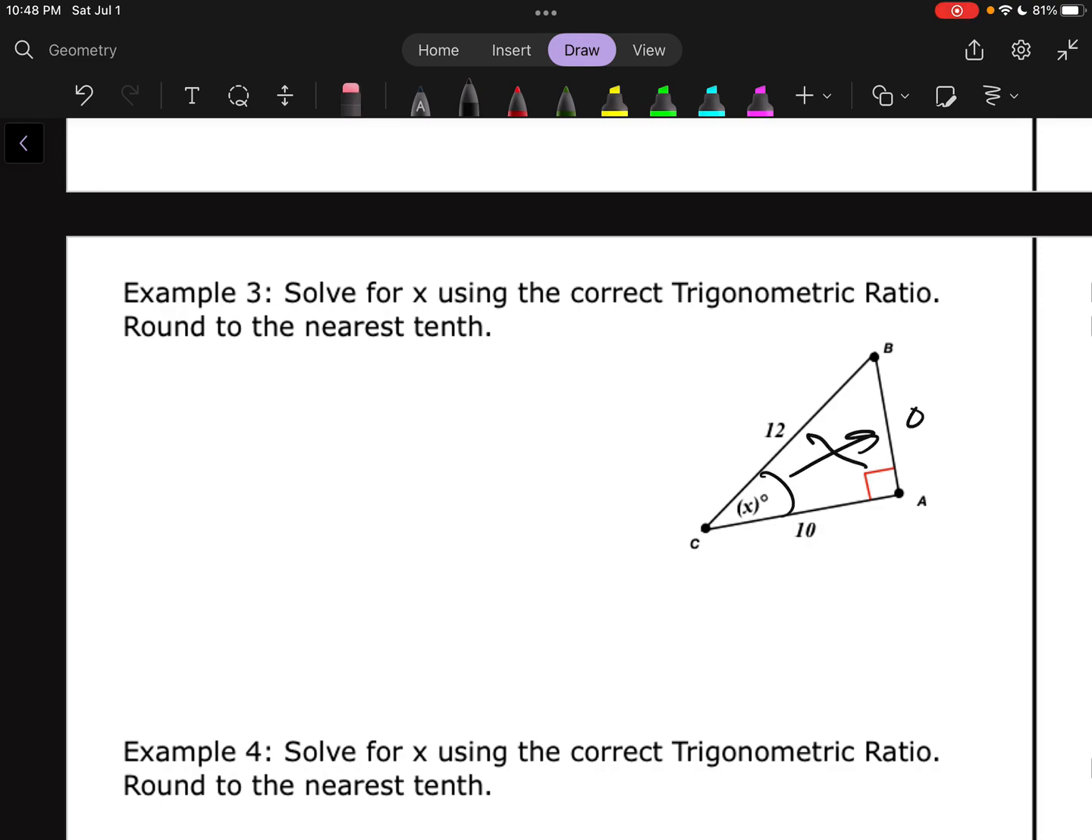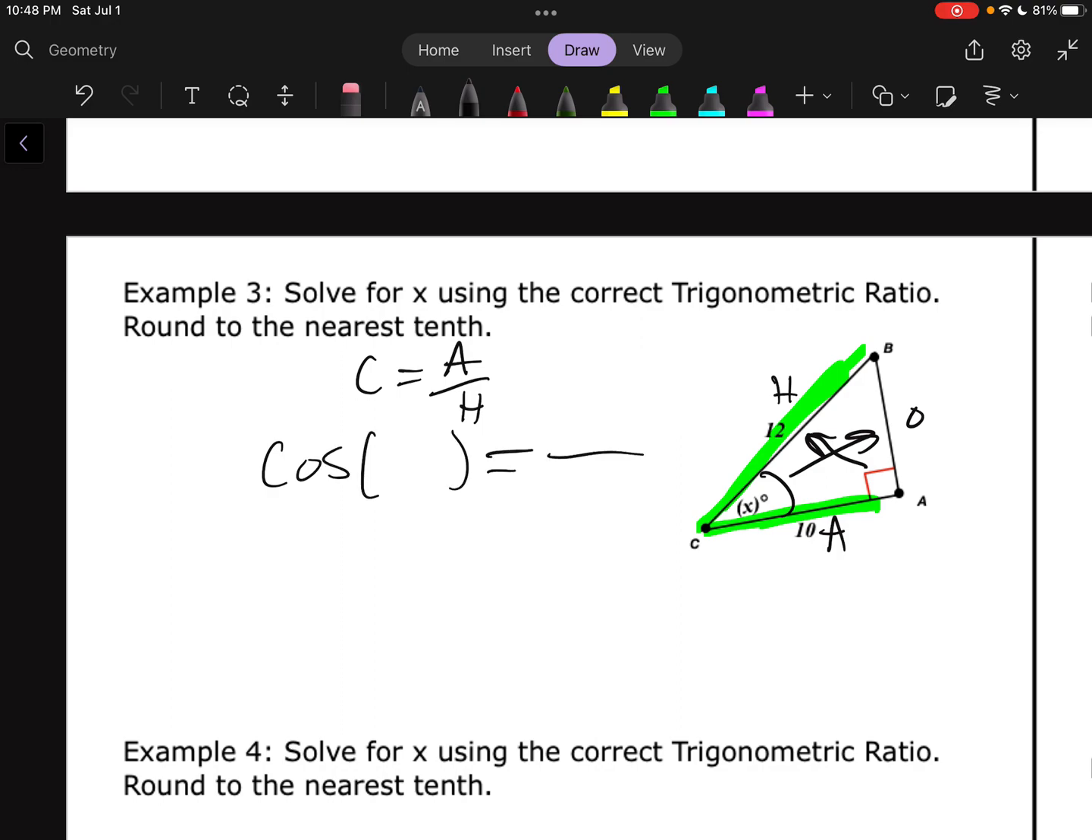All right, draw my arrow. Figuring out which sides I'm using here. This time it looks like I've got A and H. A and H is cosine. Cosine is A over H. So cosine parentheses equals ratio. Inside the parentheses goes our angle. That's the x. And I'm doing 10 over 12. I want to get the x out from those parentheses, so I need to switch to inverse cosine of 10 over 12 to be equal to x.